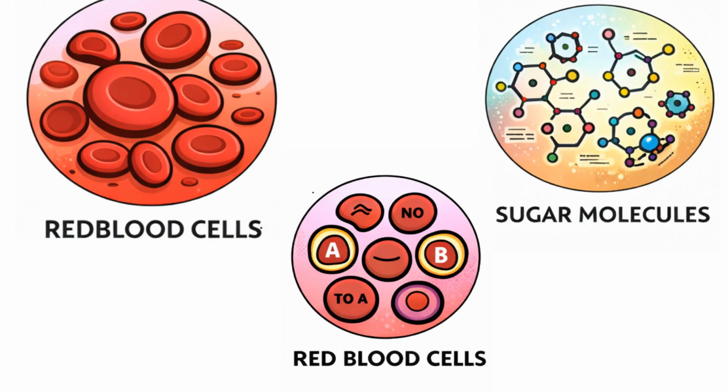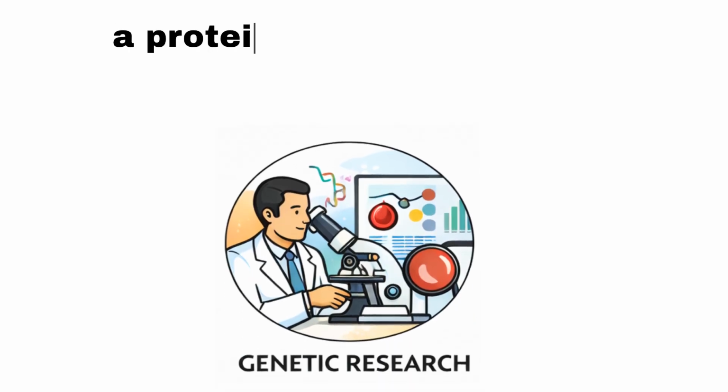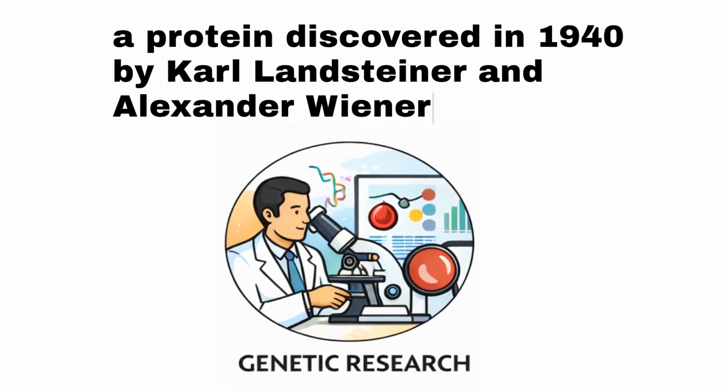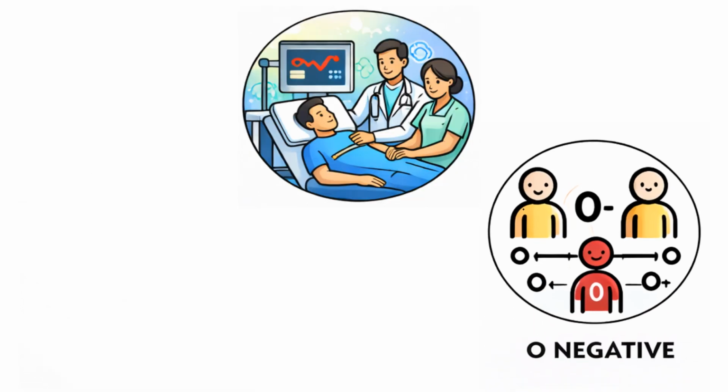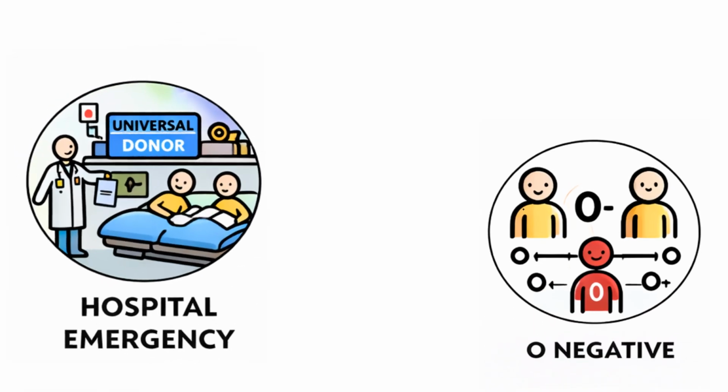O negative goes one step further. It also lacks the Rh factor, a protein discovered in 1940 by Karl Landsteiner and Alexander Wiener. Without AB or Rh markers, O negative blood can be transfused to nearly any patient in emergency situations, which is why hospitals depend heavily on it.